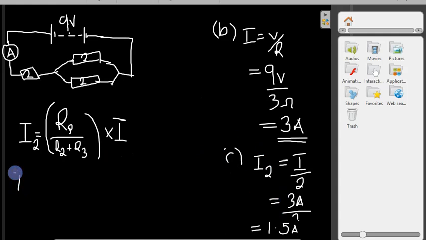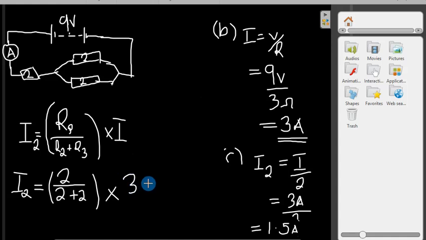So we would have said I2 is equal to the resistance of the resistor below here, which is 2. Even if these two were of different values, this equation works all the time. So it's going to be 2 over the addition of this one and this one, we know it's 2 plus 2. Then you multiply by total current. We found it to be 3 amps. So this is 2 over 4.